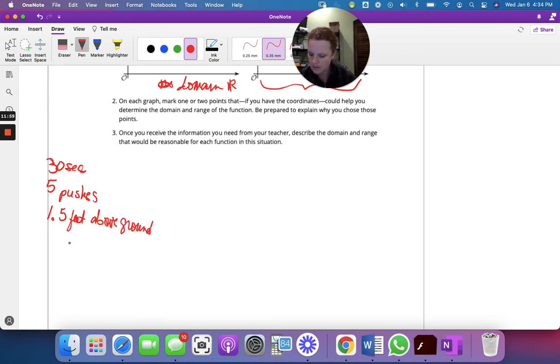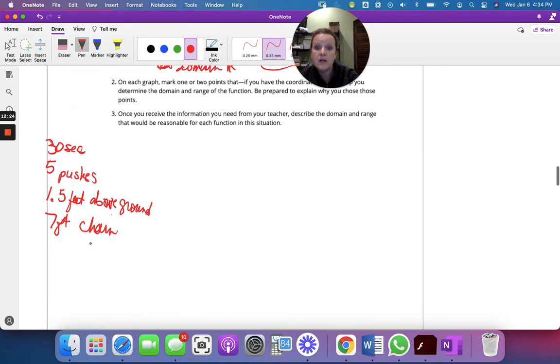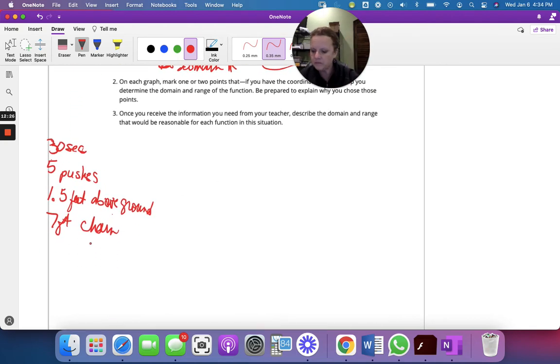That's the seat the child sits on. The chain that holds the seat and suspends it from the top is 7 feet long. All right, so now we want reasonable domain and ranges for these functions. If we look at the first one, H, that was the child swinging back and forth, right?